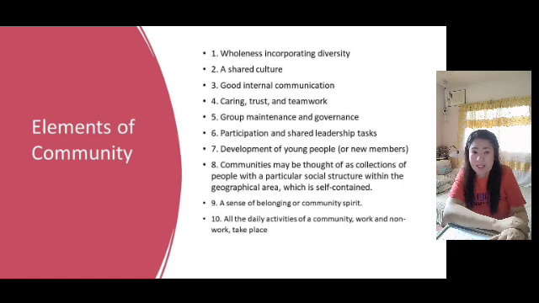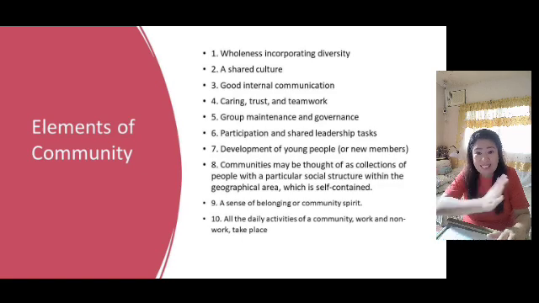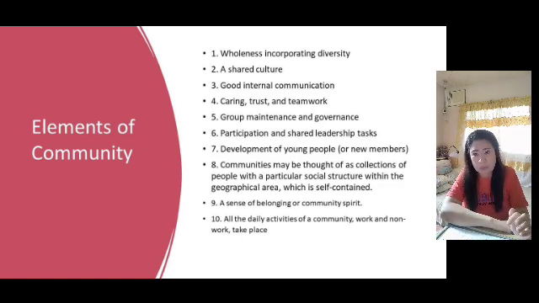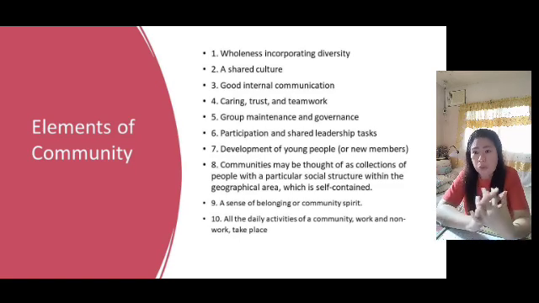Kahit na merong pagkakaiba-iba ng mga tao sa isang community, syempre buo pa rin sila sa kanilang mga mithiin. Dapat merong shared culture. Yan yun. Dapat daw merong group maintenance and governance. So pag merong governance, dapat may namumuno. Diba? Meron ding nagpa-participate at nagsha-share ng leadership task. So, ang isang community dapat merong namumuno, merong nagli-lead. Dapat meron ding mga sumusunod at nagsha-share ng ideas para maging successful ang isang community.